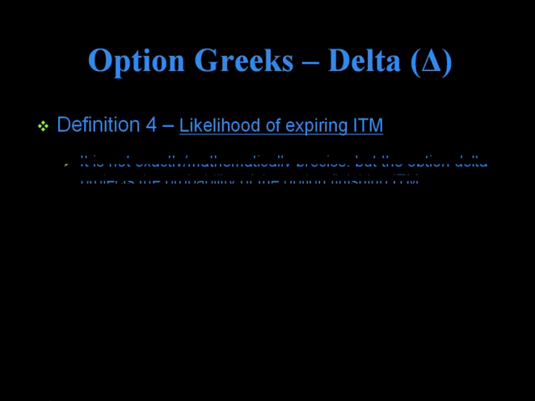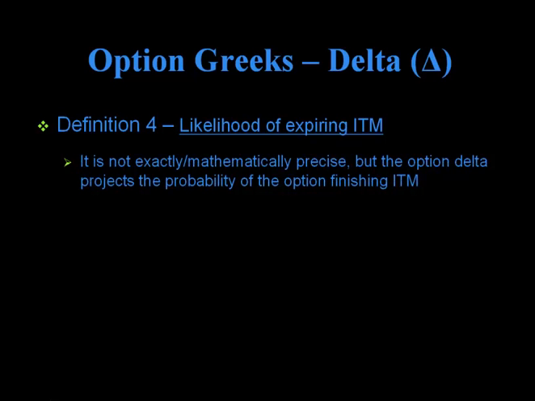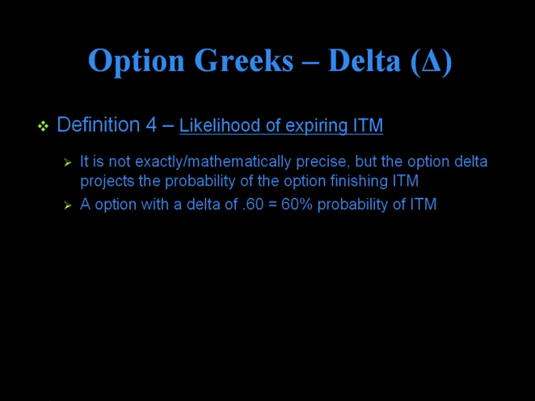And the final definition of delta is the likelihood of expiring in the money. And it's kind of loosely defined, but it's fairly accurate. What that really says is the option delta projects the probability of an option finishing in the money. Let's put an example out. If you've got a delta of 0.60 or 60%, that means you've got about a 60% chance of finishing in the money for an option contract.